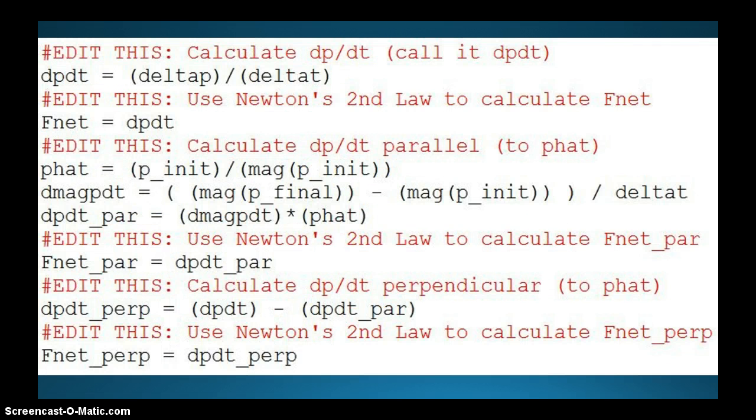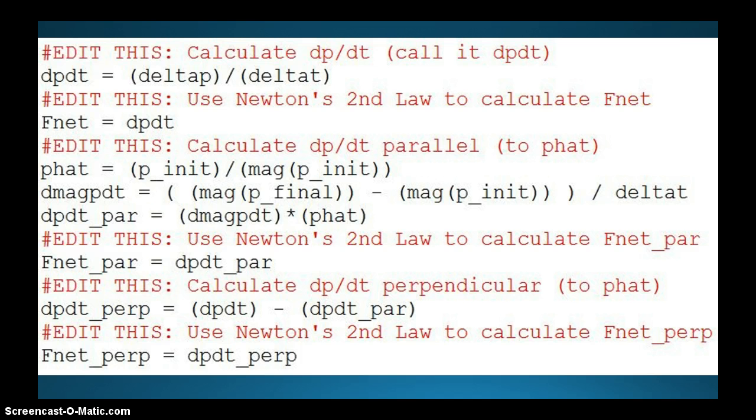dp/dt is equal to the change in momentum over the change in time. This is in derivative notation. F net is equal to dp/dt according to the momentum principle. P hat is given by the initial momentum divided by the magnitude of the initial momentum, which is the unit vector used for scaling future variables.